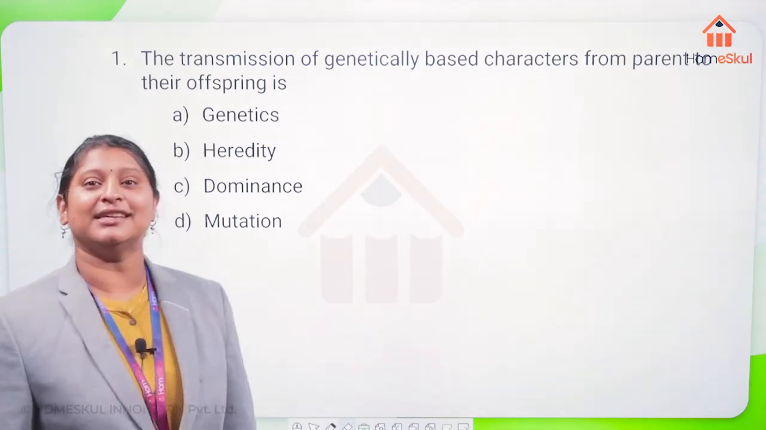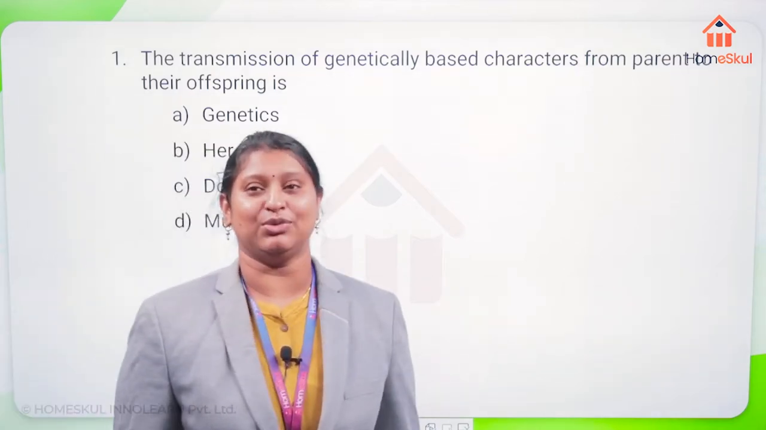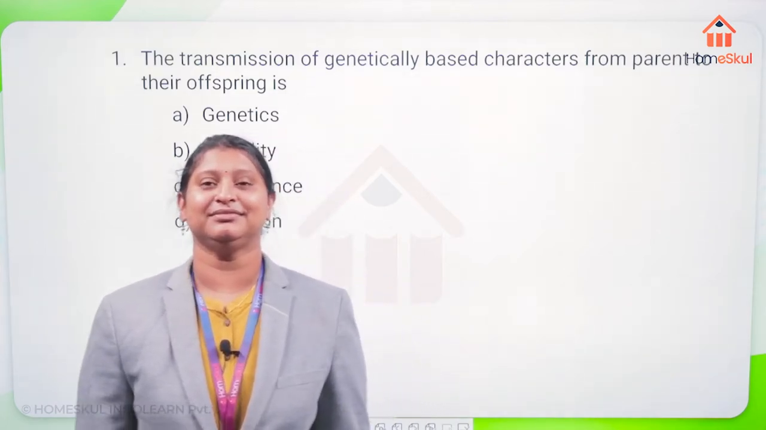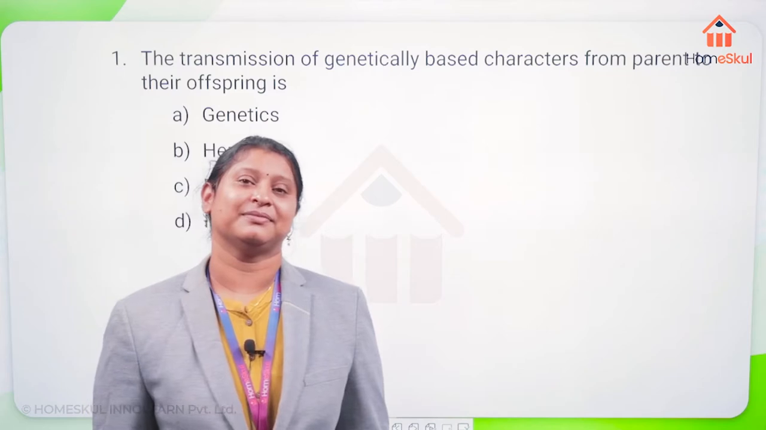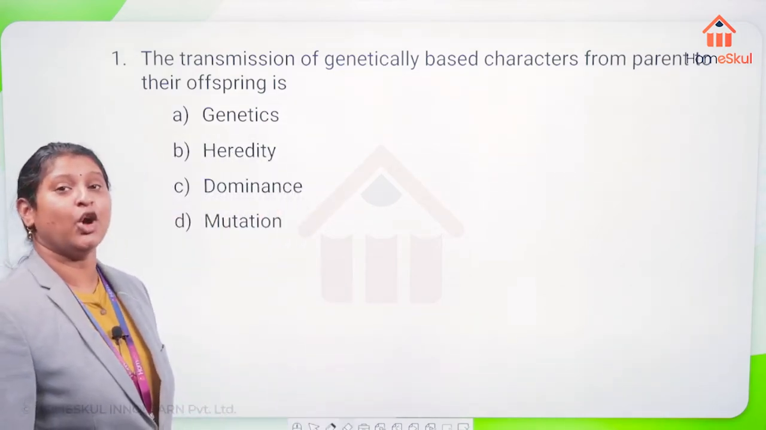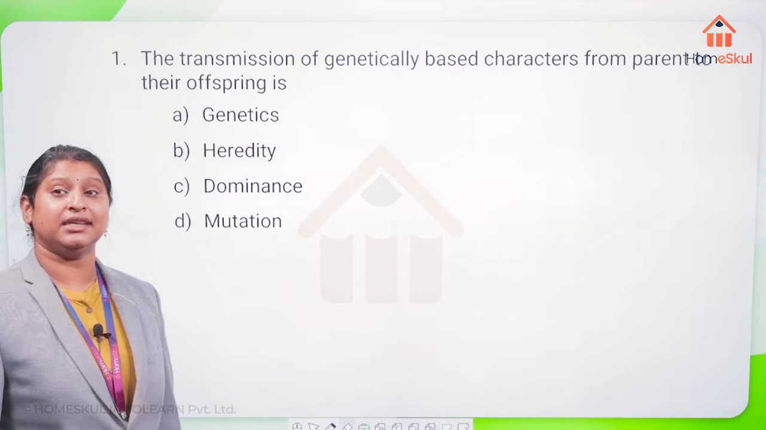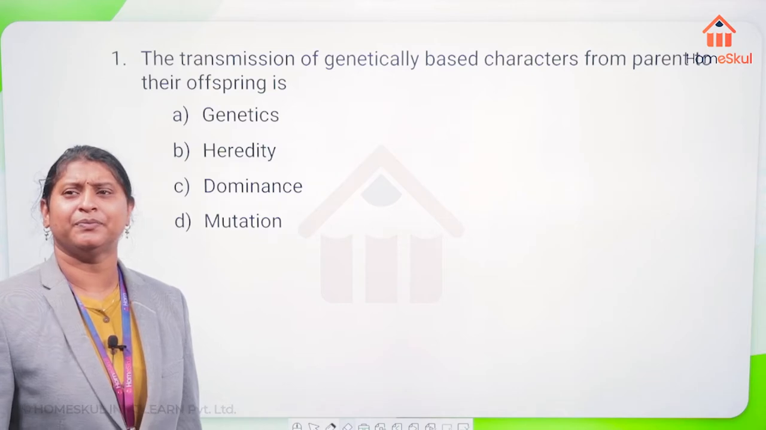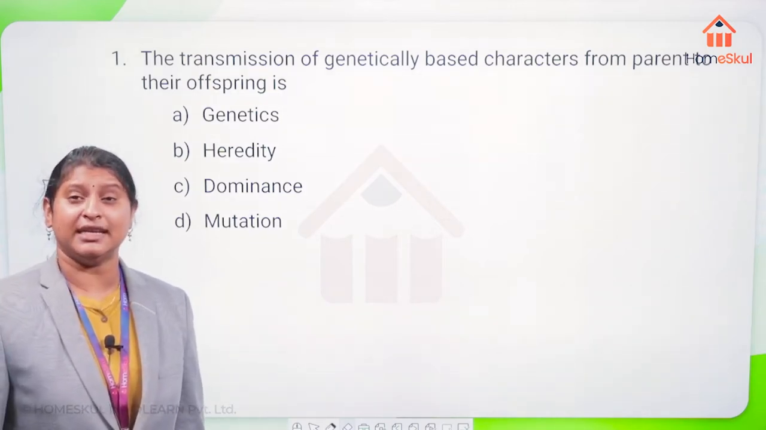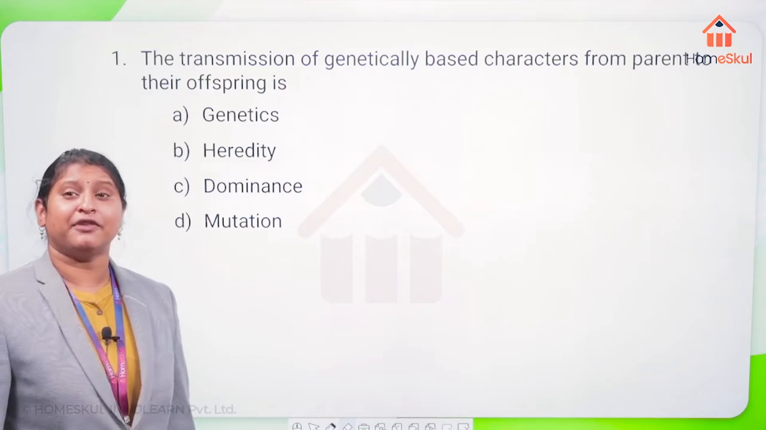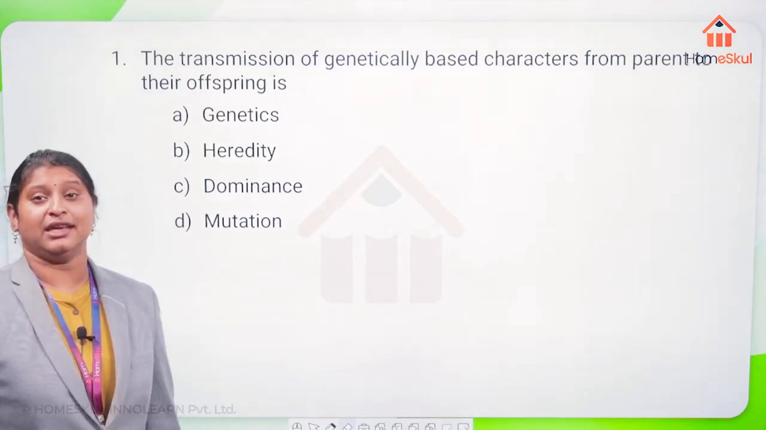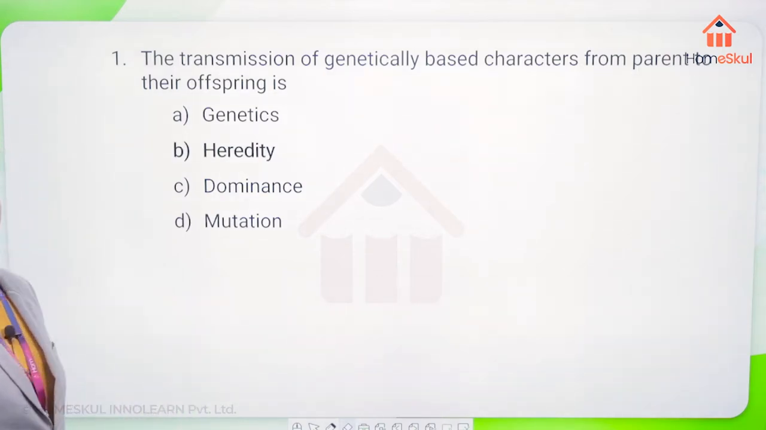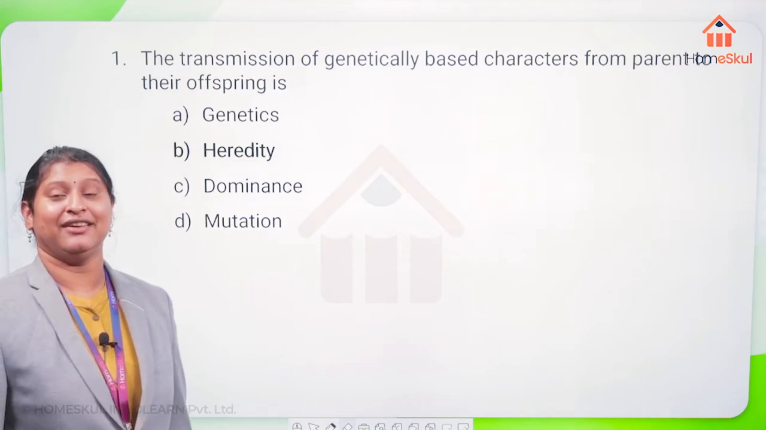I'm waiting for your answer. Just answer this question. Hurry up. Option A, genetics. Option B, heredity. Option C, dominance. Option D, mutation. Which will be the answer? The transmission of genetically based characters from parent to offspring is called? Yes, option B, heredity. Very good.